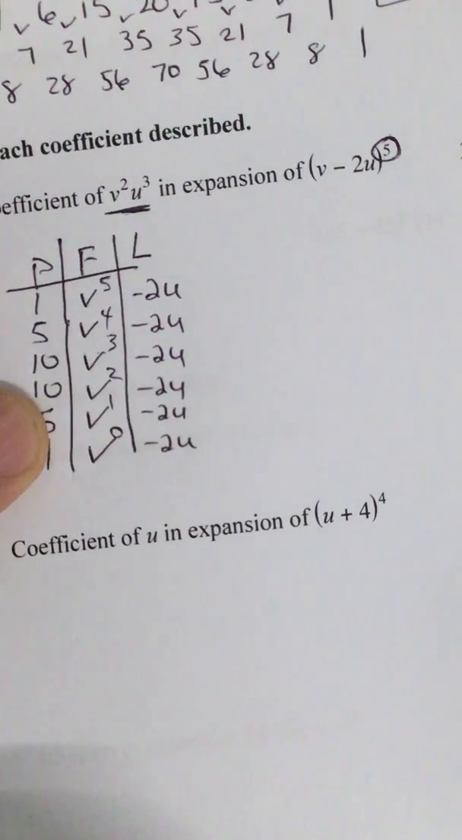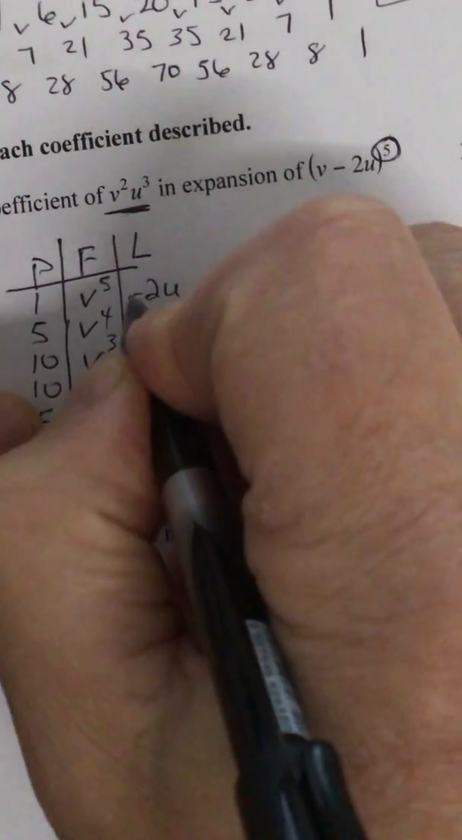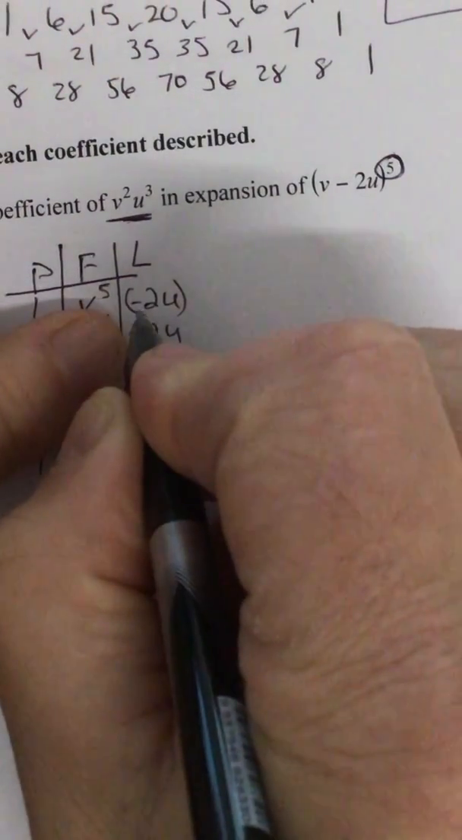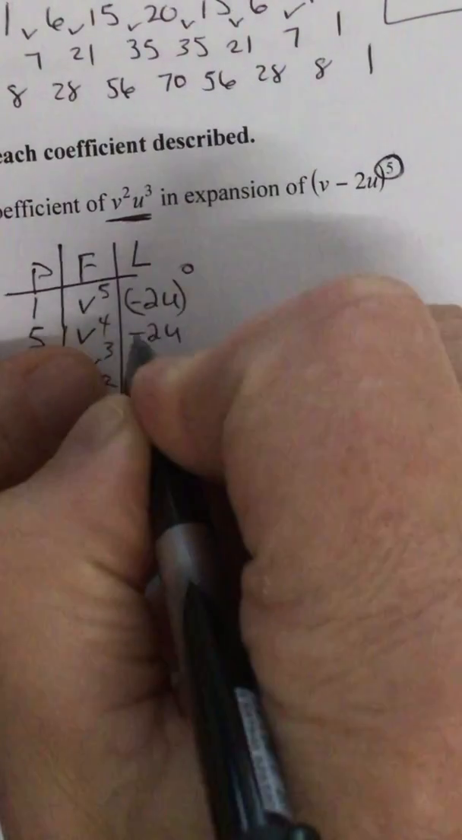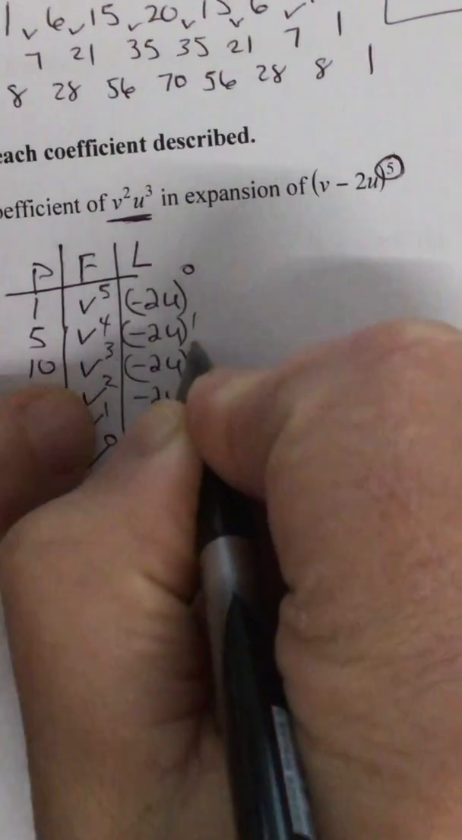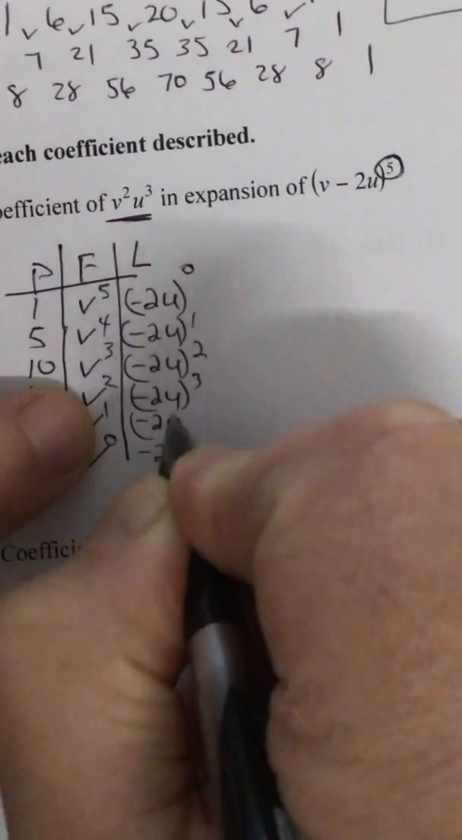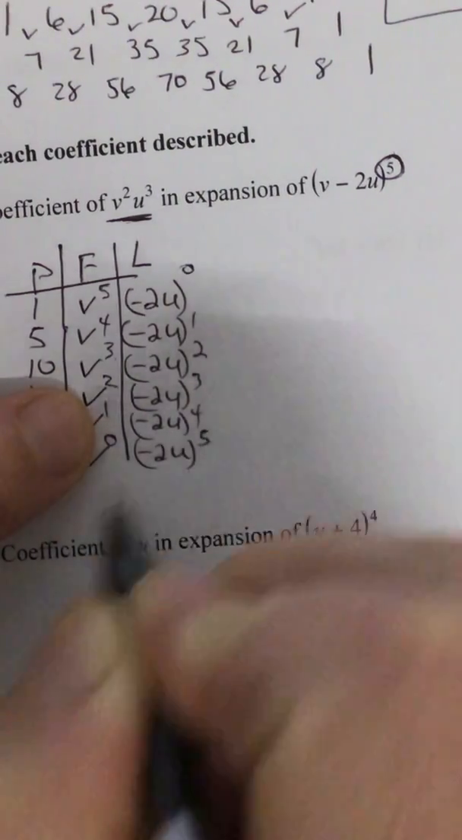If you did it right, it should come out exactly right. And then this one is the whole thing. So I'm going to bracket it. See, it's the -2u all to the 0, all that to the 1, all that to the 2, all that to the 3, all that to the 4, all that to the 5.